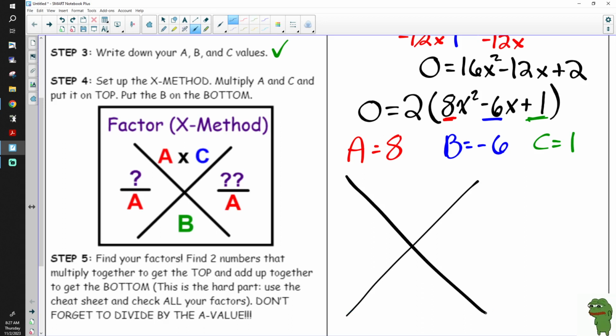It says set up the x method. Multiply a and c and put it on top. What is a times c? 8 times 1, which is just 8. And then it says, and put the b on the bottom. B for bottom. Put -6 on the bottom.